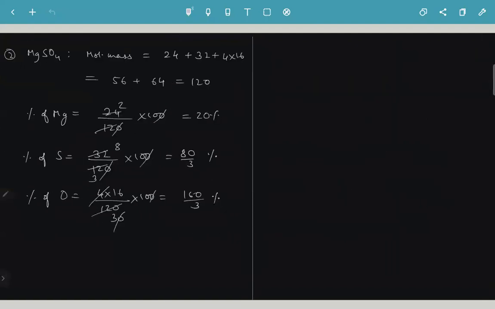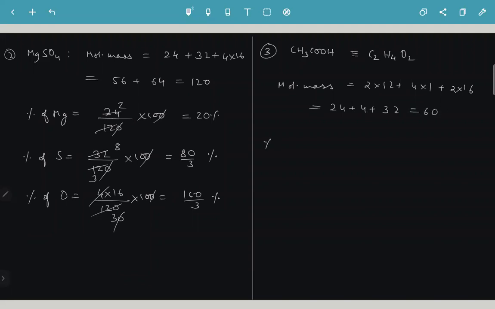Last one is acetic acid, CH3COOH, which can also be written as C2H4O2. We'll first find out molecular mass. 2 into 12 plus 4 into 1 plus 2 into 16. 24 plus 4 plus 32 is equal to 60. Now we'll get percentage of carbon. 2 into atomic mass of carbon 12 upon molecular mass 60 into 100. So this comes out to be 40%.